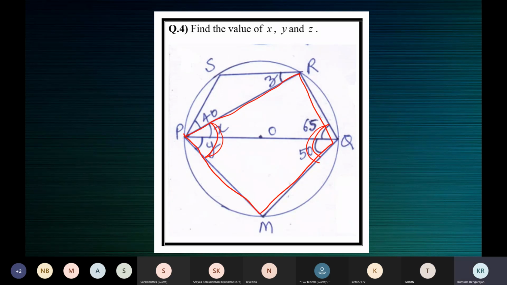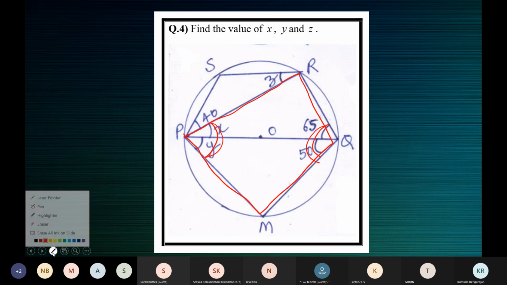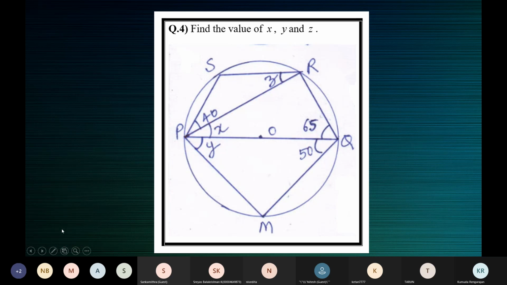You can use the angle sum property in a triangle, or opposite angles in a cyclic quadrilateral are supplementary. X plus y is equal to 65 plus 50. Shall you find the value of z? Use the same property and tell me.